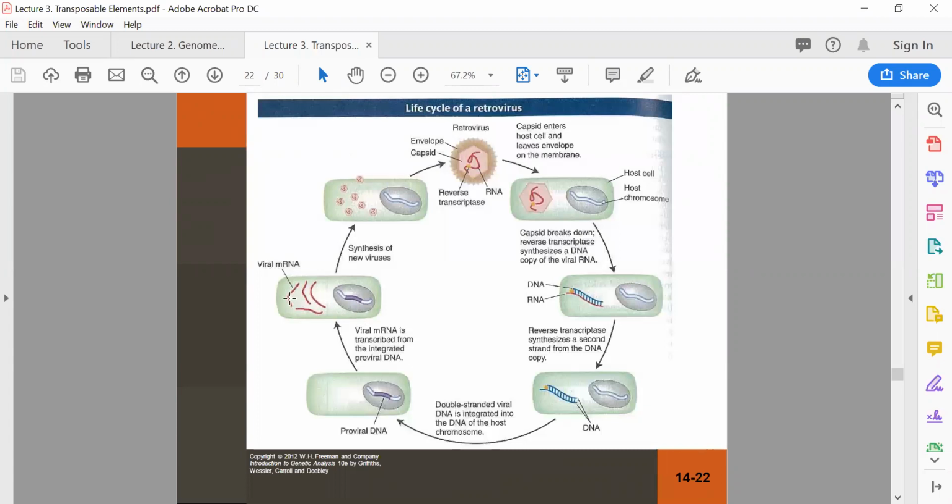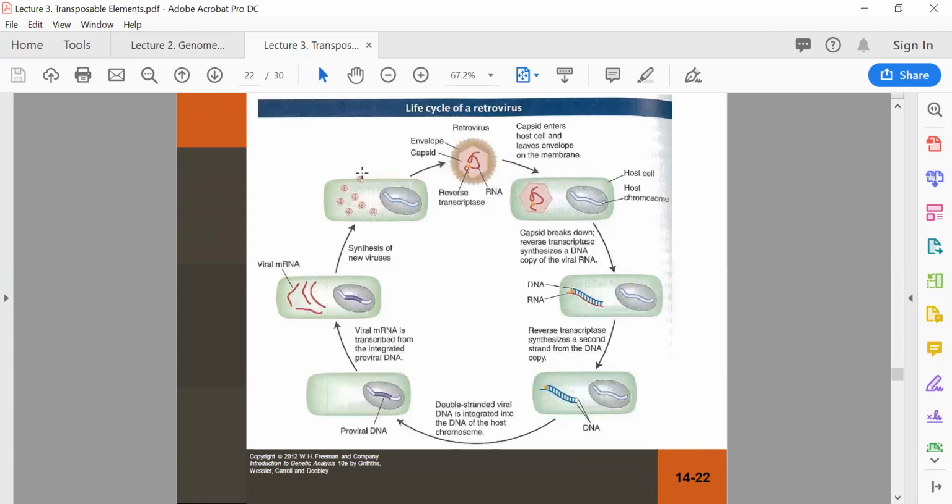Now we have all these replicated copies of the original RNA that you would find in the complete virion. Those viral messenger RNA molecules that have been synthesized then can be enclosed within their protein coats to form capsids, and those capsids can exit from the infected cell.